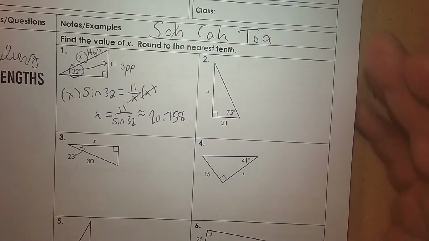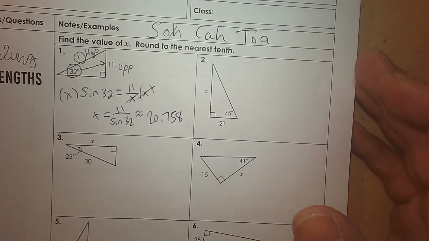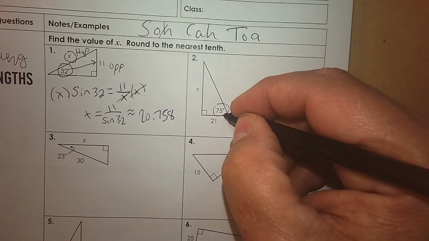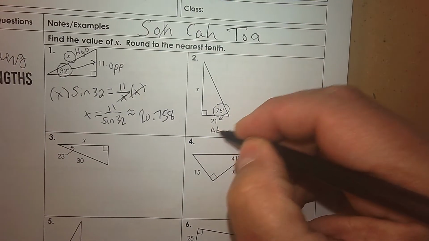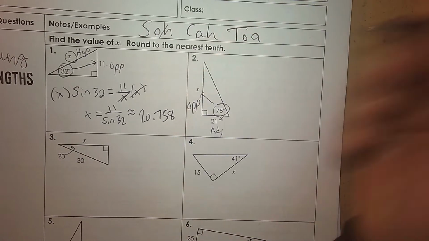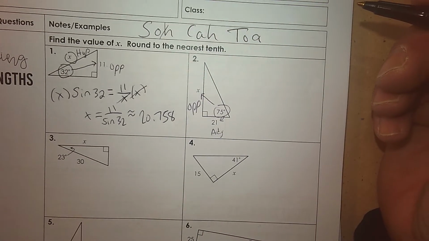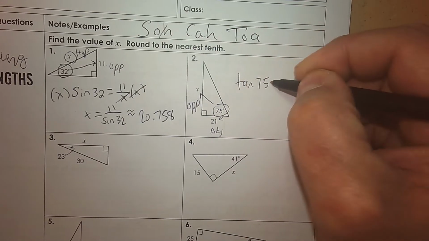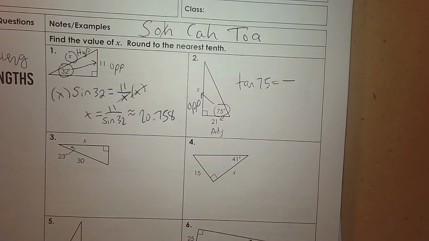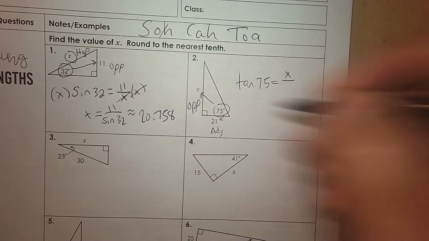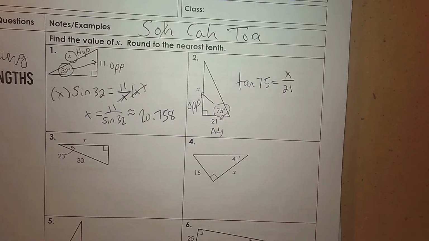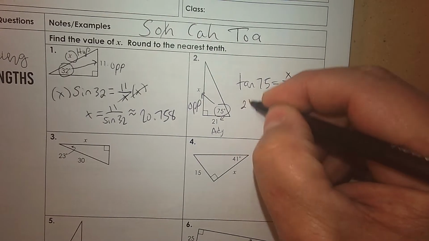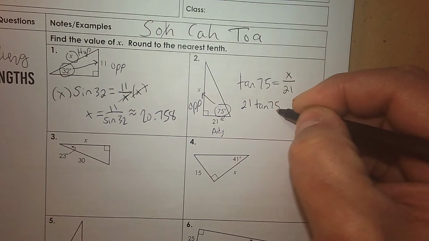Okay, number 2. We are not going to go this slow ever again. So here we go. Can you circle the angle? Can you tell me what 21 is? Adjacent. Can you tell me what x is? Opposite. Which trig name uses opposite and adjacent? So you write down tangent of what angle? 75. What goes in the numerator? X, that's the opposite side. What goes in the denominator? And then, can you get x by itself? The inverse of dividing is multiplying. So we multiply both sides by 21, and now use your calculator.